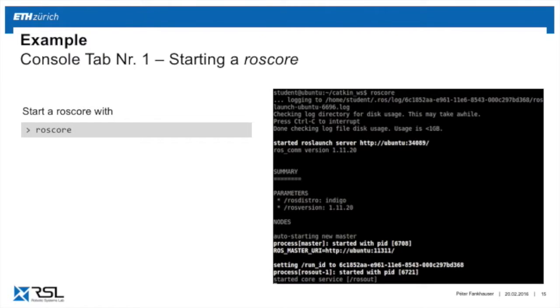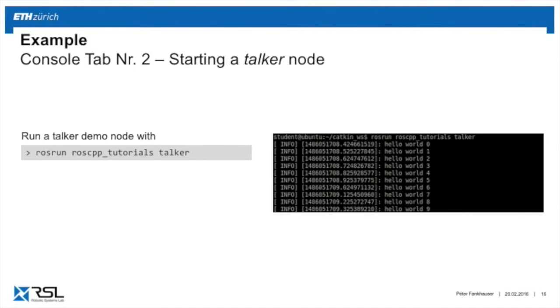So in tab number 1, you can type in roscore to start the ROS master. And you should see the output like seen here on the right-hand side. Okay. Now open a tab number 2 or split the window. And in this console, we're going to run a talker node, which is a tutorial that is pre-installed in your system.